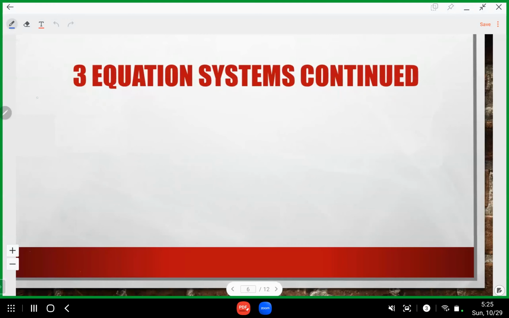So let's do 2x plus y minus 3z is equal to 5. X plus 2y minus 4z is equal to 7. 6x plus 3y minus 9z is equal to 15. Okay, let's do this one.